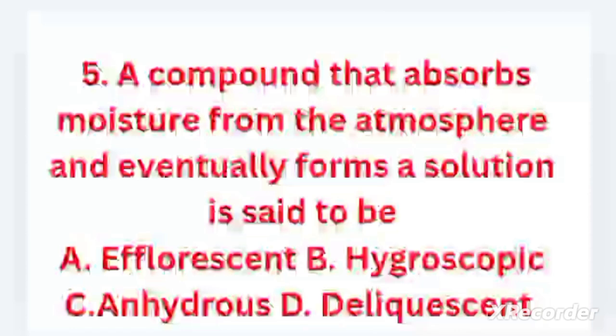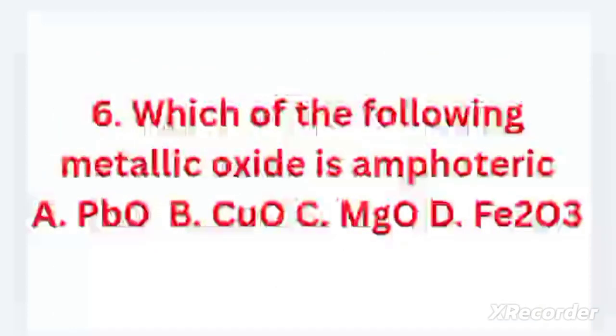Deliquescent substances absorb moisture from the atmosphere and also form a solution. Examples are calcium chloride, sodium hydroxide, and potassium hydroxide. Now our next question says: which of the following metallic oxides is amphoteric? The options are lead oxide, copper oxide, magnesium oxide, and iron 3 oxide.